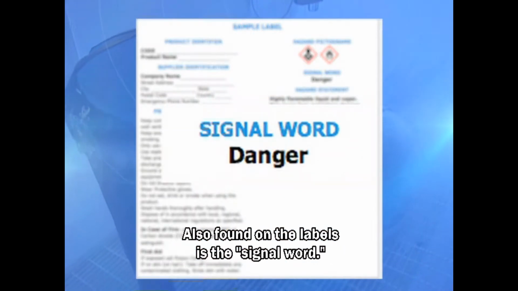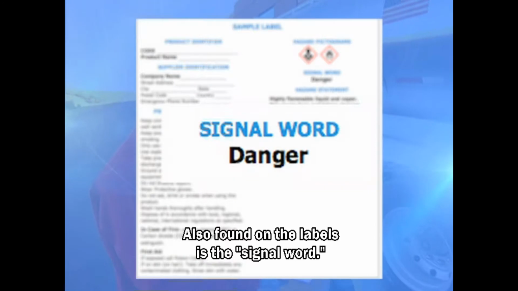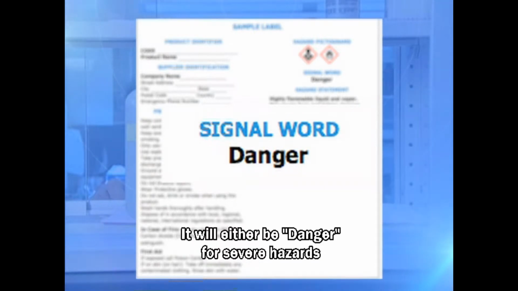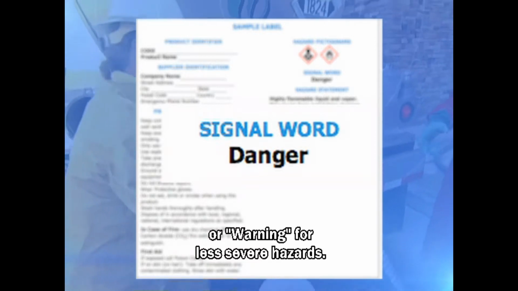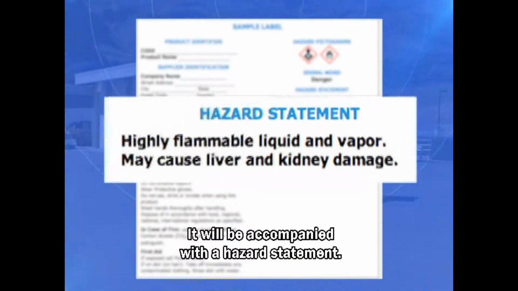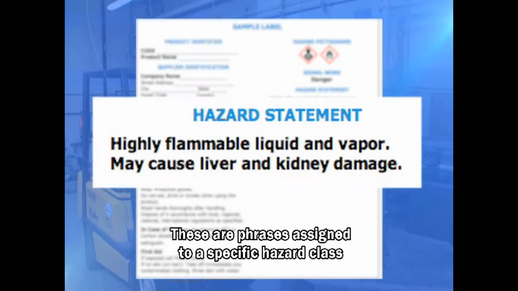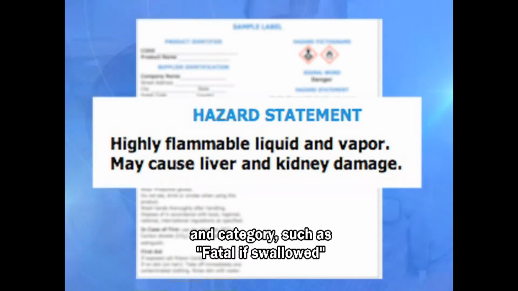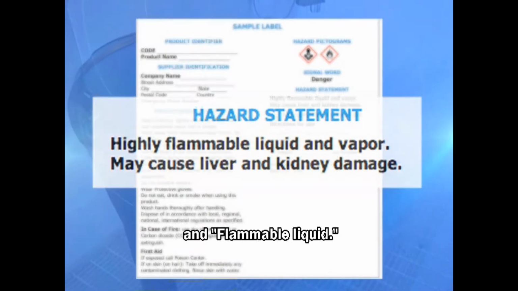Also found on labels is the signal word. It will either be danger for severe hazards or warning for less severe hazards. It will be accompanied with a hazard statement. These are phrases assigned to a specific hazard class and category such as fatal if swallowed and flammable liquid.